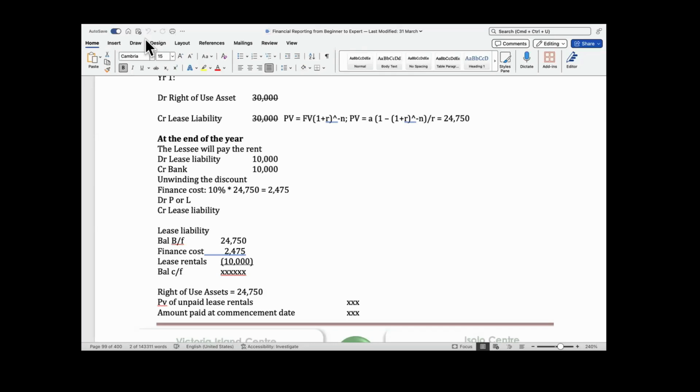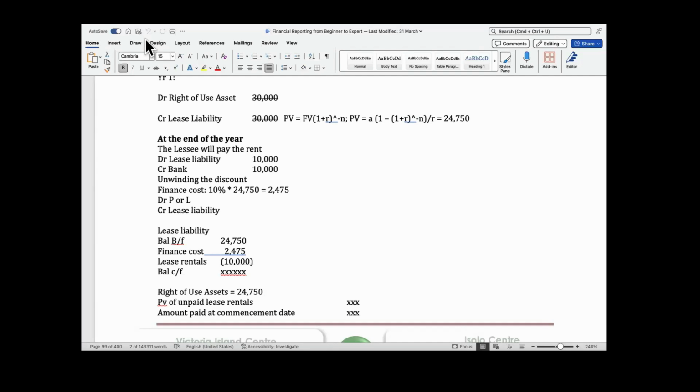So when you have a contract and you find out that the lessee has right to control the assets, then that contract is a lease contract. And when we say the lessee has right to control the assets, it means that the lessee has right to obtain substantially all the economic benefits from that asset. And also the lessee has right to direct the use of the asset.